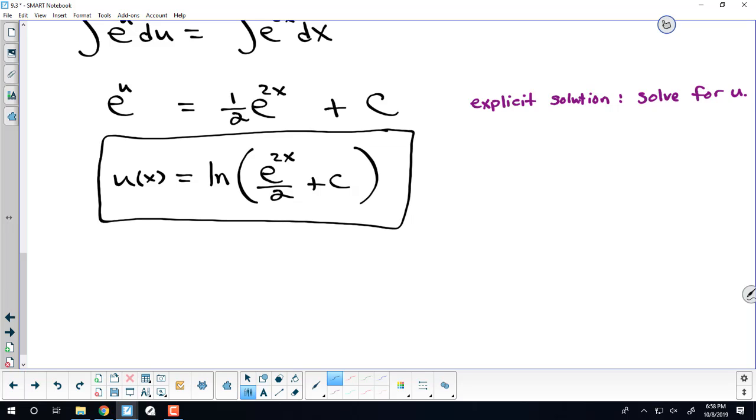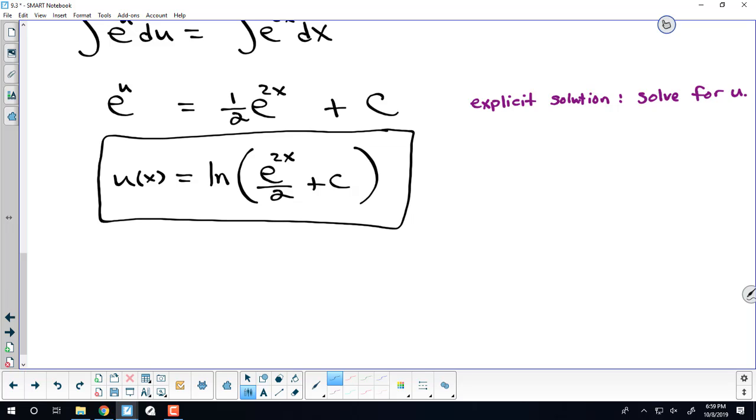So if it asks for the explicit solution, and you said u equals, would it be wrong? No. It's implied that u is a function of x. It's no different than writing y equals e to the x. You know, it's really y of x or f of x. It doesn't matter. This is a minor technicality. Okay. Any other questions on that?